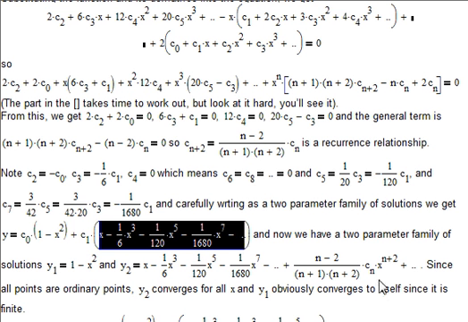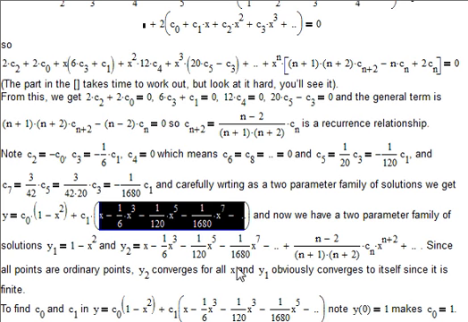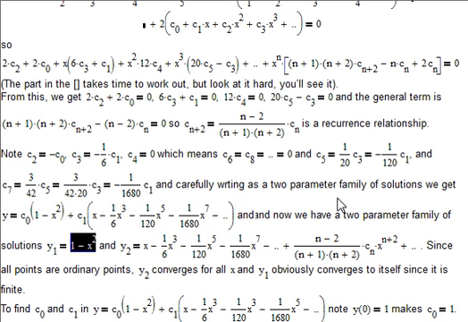So, and that is what this particular one looks like. And they're all ordinary points. So y2 converges for all x. y1 obviously converges, because 1 minus x squared is already done. There's nothing else added, so that's converging. It's converging to that, since it's finite.